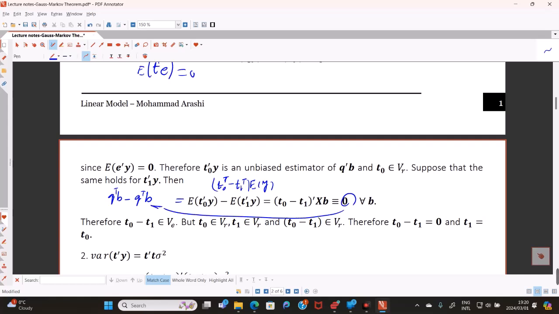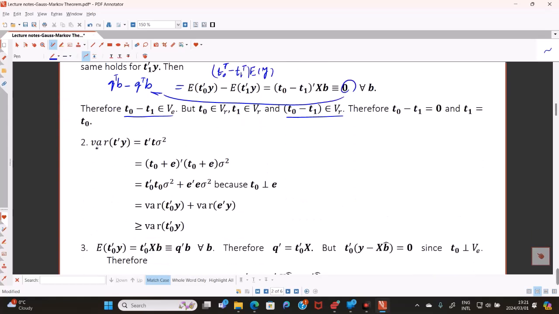Therefore, I can see that t naught minus t1 is in VE, the vector space orthogonal to VR. But t naught, we assume, is in VR, and t1 is also in VR. So the difference must be in VR. And with these two, we can conclude that t naught minus t1 is equal to 0 and t1 is equal to t naught. So there is a unique one.